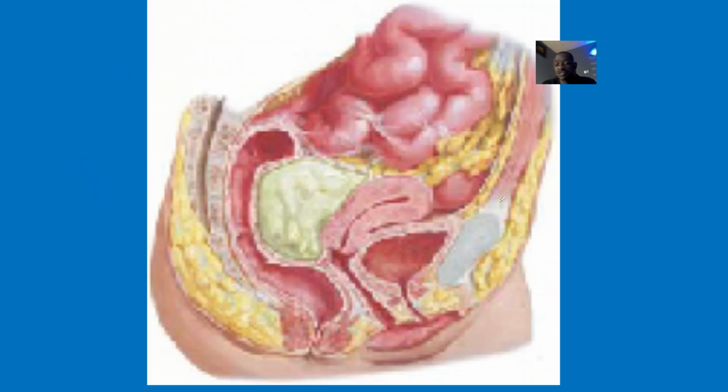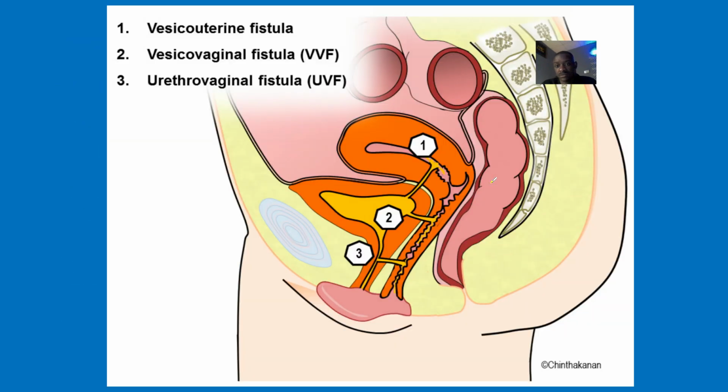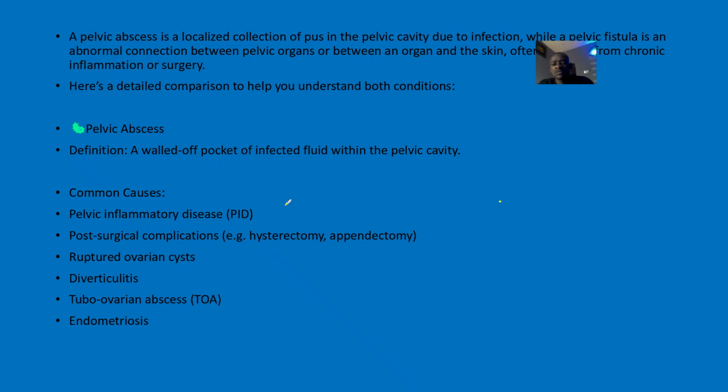The abscess, which is a collection of pus in the pelvis. So abscess could be caused by a lot of things: pelvic inflammatory disease, post-surgical complications, ruptured ovarian cyst, diverticulitis, tubo-ovarian abscess, endometriosis, where you're having endometrial tissues outside the endometrium.